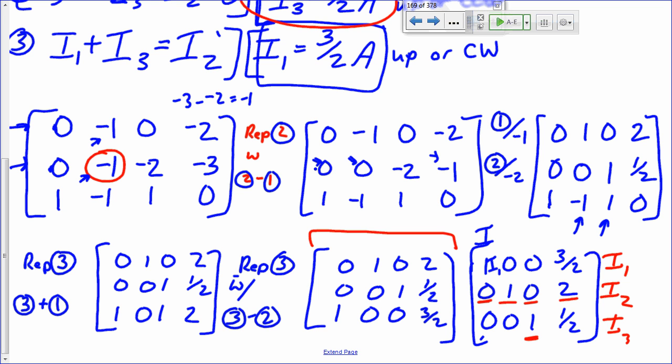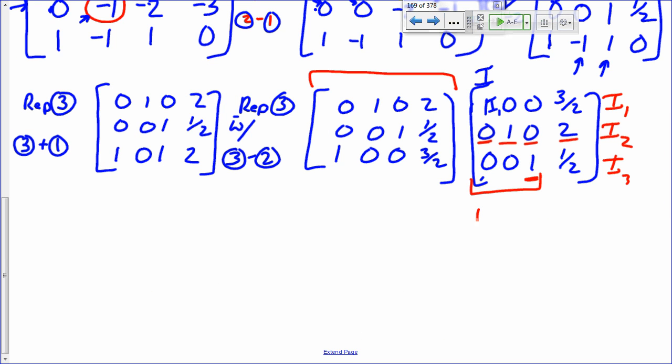So basically the objective is just to get the fourth numbers to be the amps. No, the objective is to get nothing but 1s in each row. A 1 in every row, and all others are zeros. This form right here is called an identity matrix, and the identity matrix is of this form.